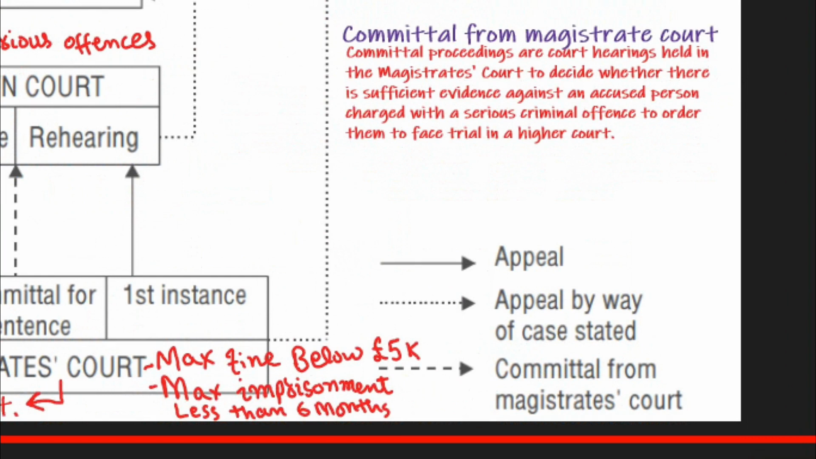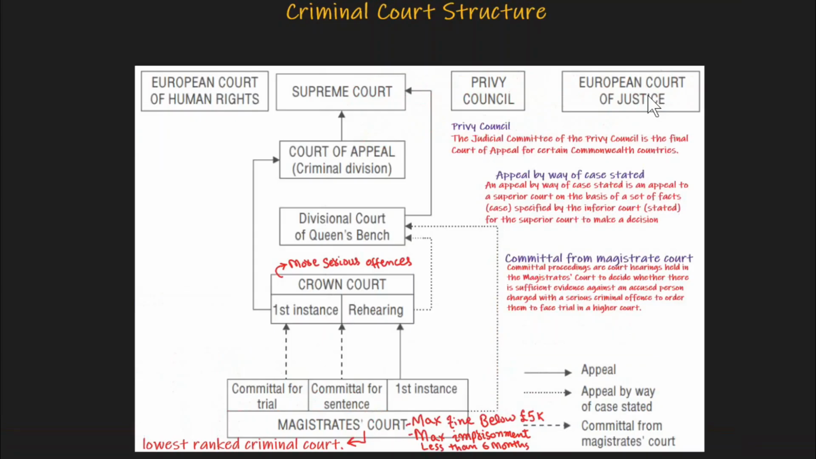Okay, here first of all you can see a straight arrow sign which represents appeal. Then we have a narrow dotted arrow sign, appeal by way of case stated. We will shortly see it. And then we have another sign, the wide dotted arrow, committal from magistrate's court. Okay, so here on the top you can see European courts. These are considered the supreme courts. And here we also have the Privy Council. Let's see what it is.